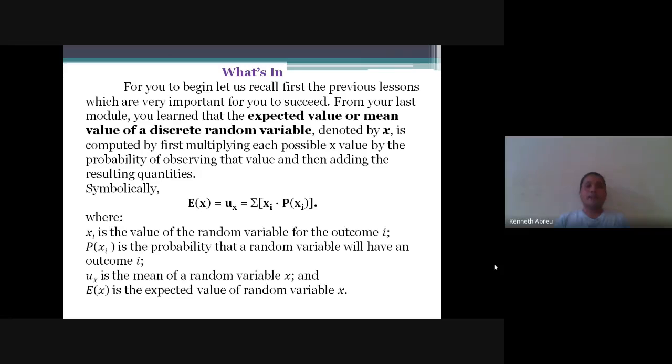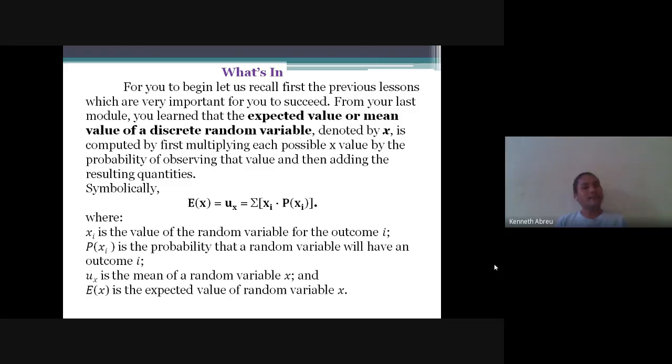What's in? For you to begin, let's recall the previous lesson, which is important for you to succeed. From your last module, you learned that the expected value or the mean value of a random variable denoted by x is computed by first multiplying each possible x value by the probability of being that value, then adding the resulting quantities. Expected value is also equivalent to the mean value.